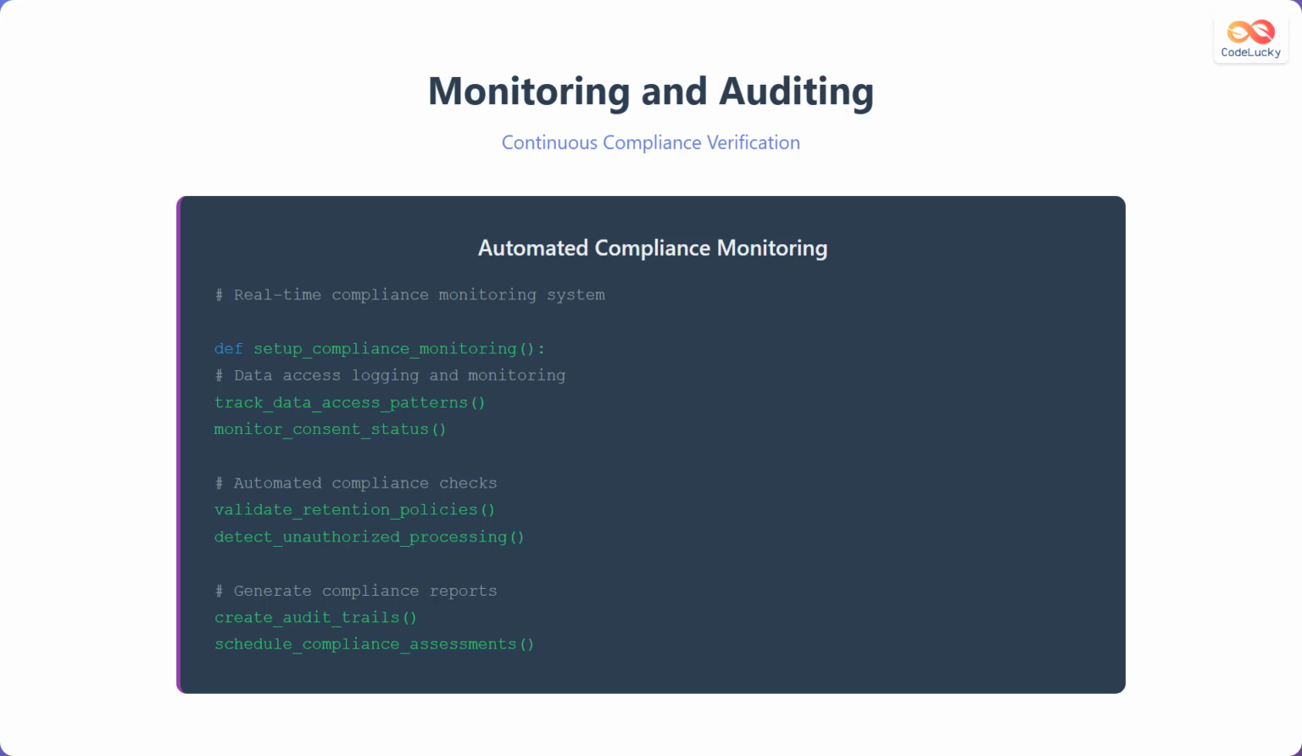Continuous monitoring and auditing are essential for verifying compliance in big data environments. To set up compliance monitoring, first, track data access patterns and monitor consent status. Second, validate retention policies and detect unauthorized processing. Third, create audit trails and schedule compliance assessments. These measures help ensure ongoing adherence to privacy regulations and provide accountability.